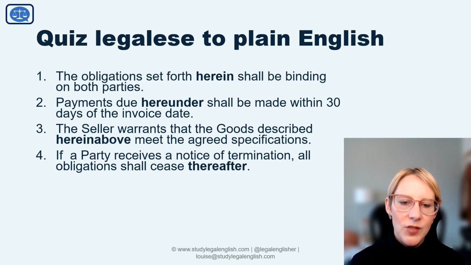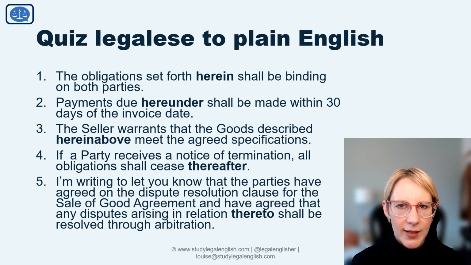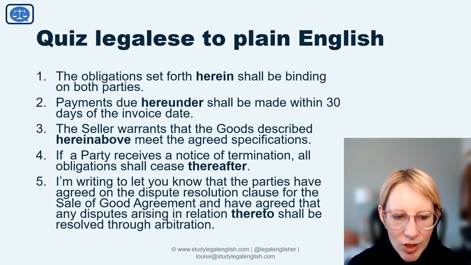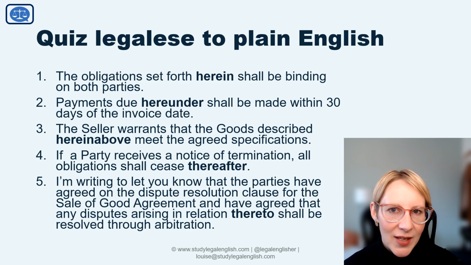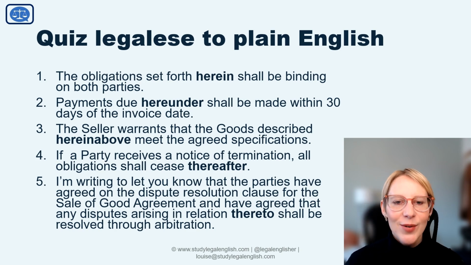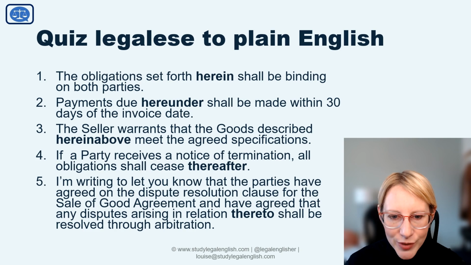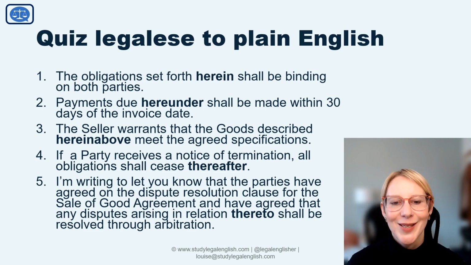If a party receives a notice of termination, all obligations shall cease thereafter. And finally, number 5, I'm writing to let you know that the parties have agreed on the dispute resolution clause for the sale of good agreement and have agreed that any dispute arising in relation thereto shall be resolved through arbitration. It's a long sentence, that one. You could probably actually change quite a lot there. But we're just looking at the here and the there words. So let's go ahead and look at the answers. If you haven't finished yet, pause the video, finalise your answers, and then come back and listen to the answers.